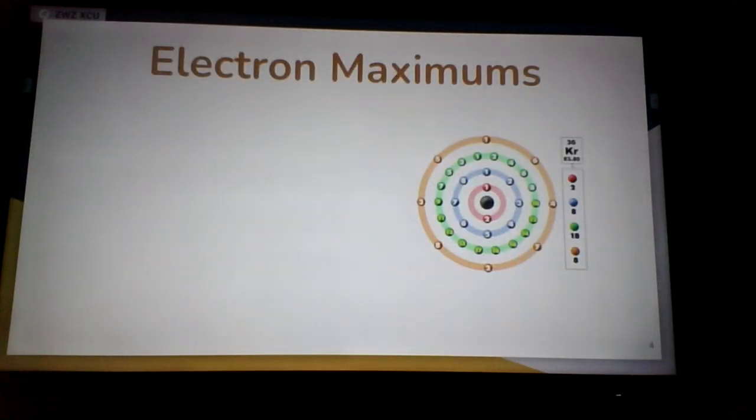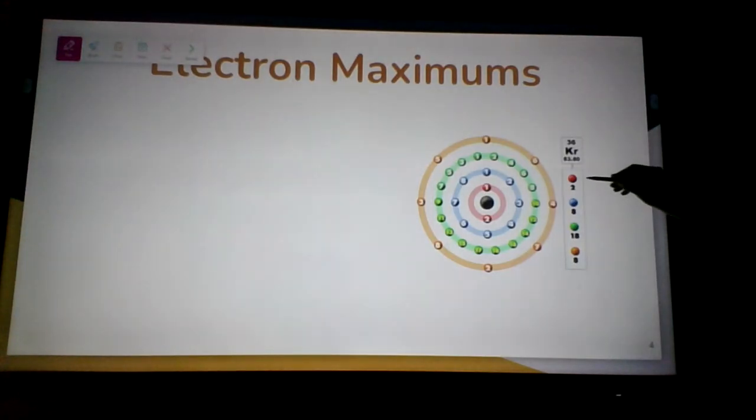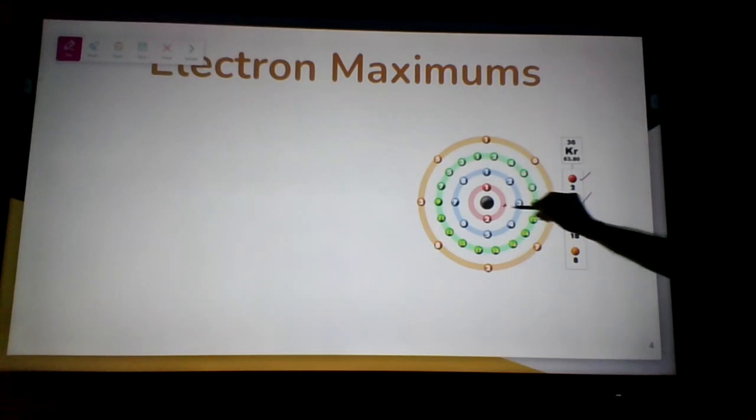Look at this Bohr model of a krypton atom. Bohr model, remember, is a model that shows the energy levels, the circles, and the electrons on those. Now you see on the krypton, and we're even told over here, that krypton has 2 electrons on the first level, 8 on the second, and remember we always go inside out when we're counting the energy levels.